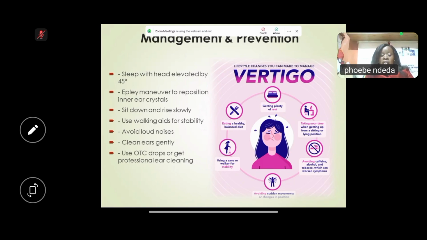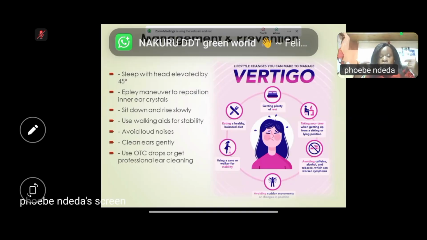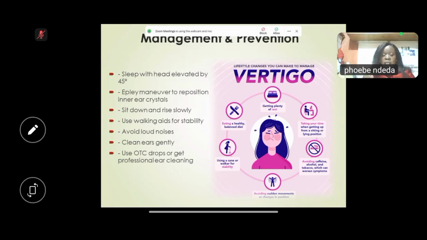Also, avoid loud noises. You see, these people who like putting earphones in their ears and then set the volume very high. That volume and that habit of using those earphones is going to cause you one of these days very bad ear issues. So make sure even when you're using those earphones, the volume is not high. Even when you're in your house, please, do not put a volume that you are hearing plus your neighbors.